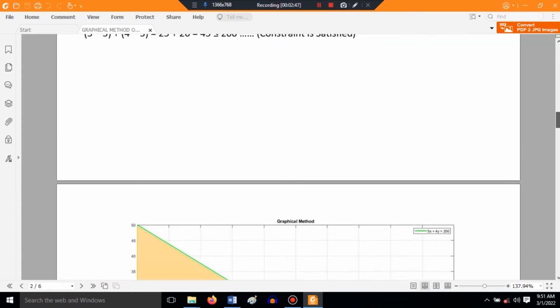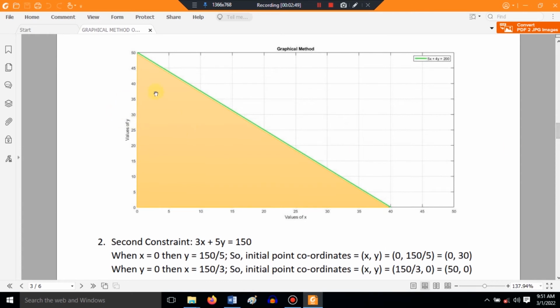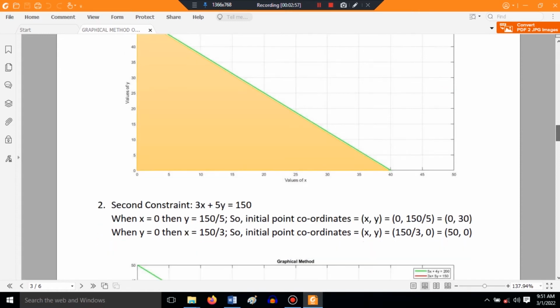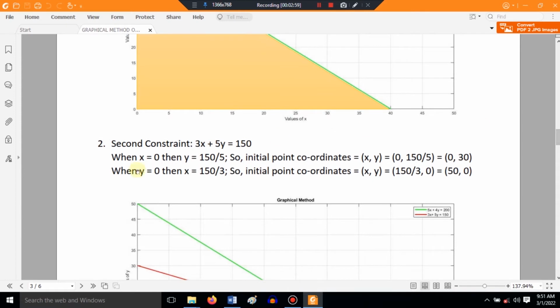Now let's highlight that area. So this is the area. All the points below this line will satisfy our first inequality constraint. In the same way, we will take our second inequality constraint. Our original constraint was less than or equal to 150, but first we will assume it as an equality constraint.